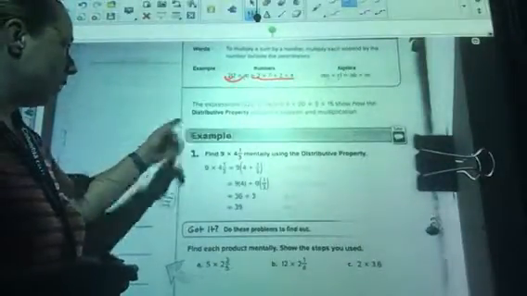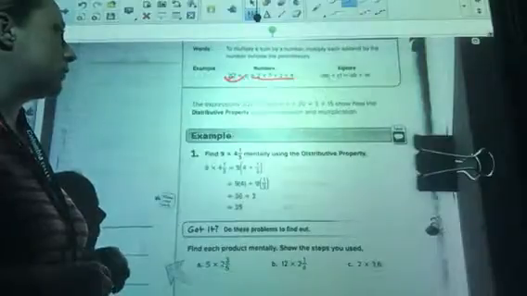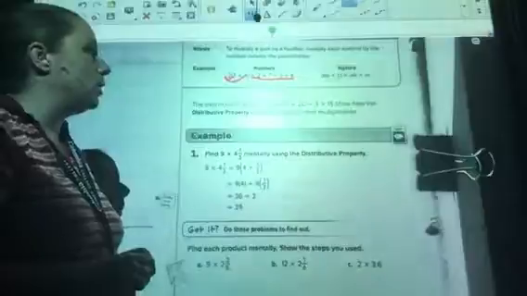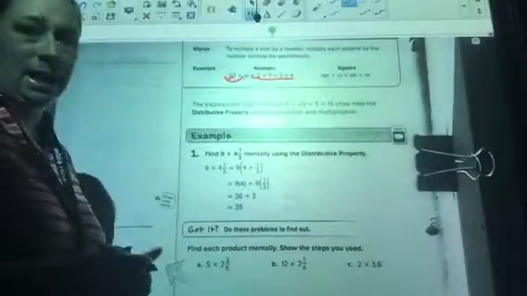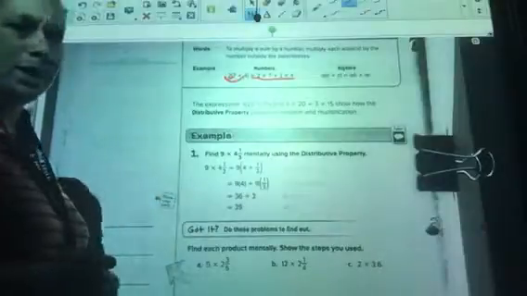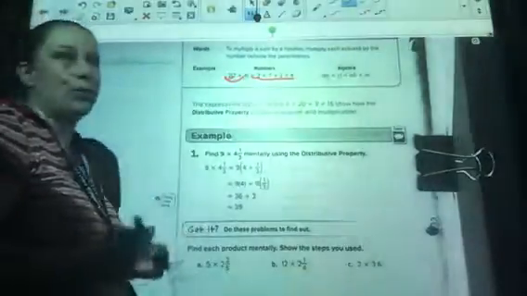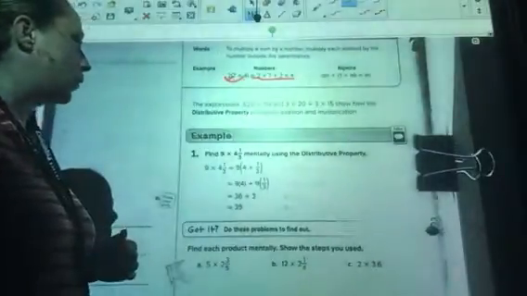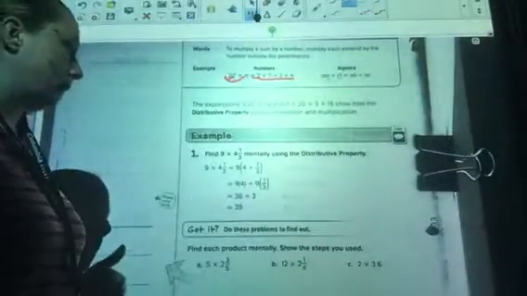So, the expressions 3 times 20 plus 15 and 3 times 20 plus 3 times 15 show how the distributive property combines adding and multiplying. Okay? Now they give us this really tough example with a fraction in there. Those fractions are tough. All right? And it's saying 9 times 4 1/3 mentally using the distributive property.